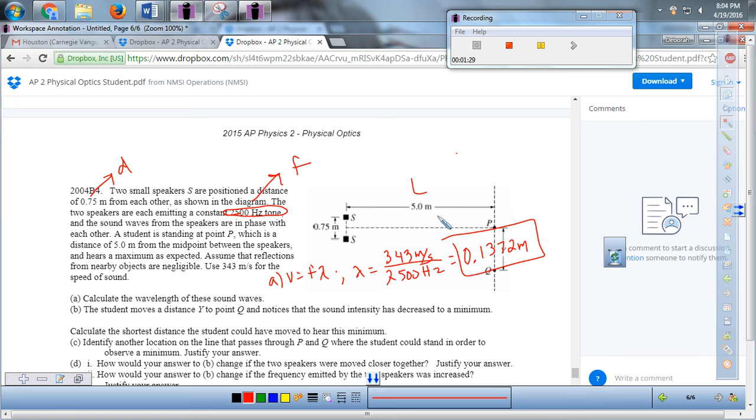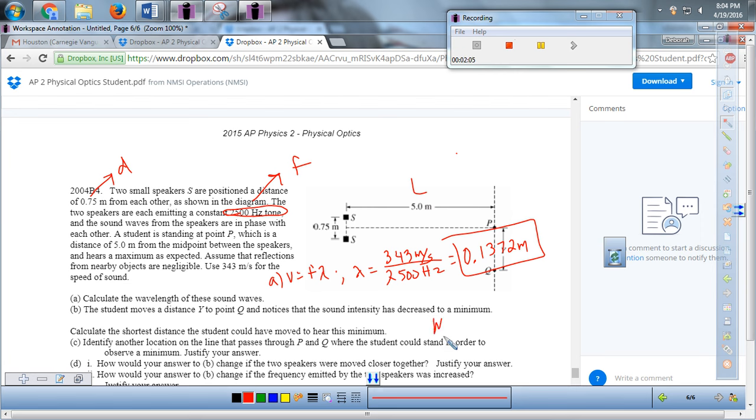All right. Now the student moves a distance y to point Q, and notice that the sound intensity is now at a minimum. Calculate the shortest distance that the student could have moved to hear this minimum. So I said, well, I know that a minimum occurs when I'm out of phase. So I need to look at that angle. And I found that angle was 5.25. So let's look at how I got that.